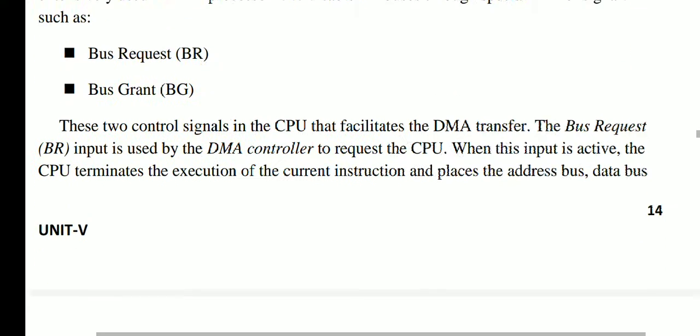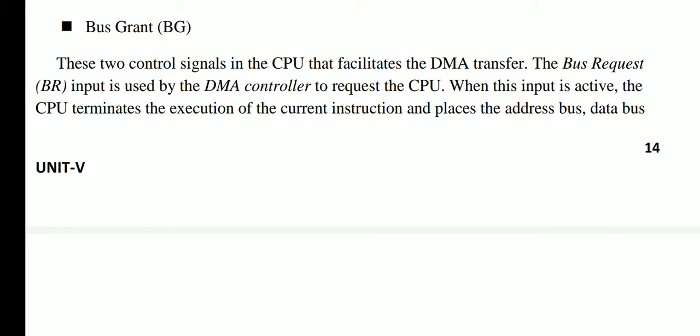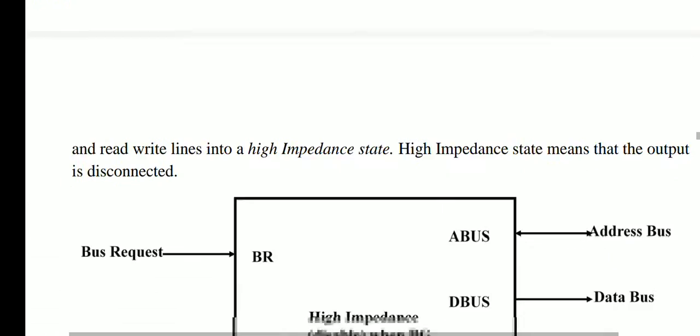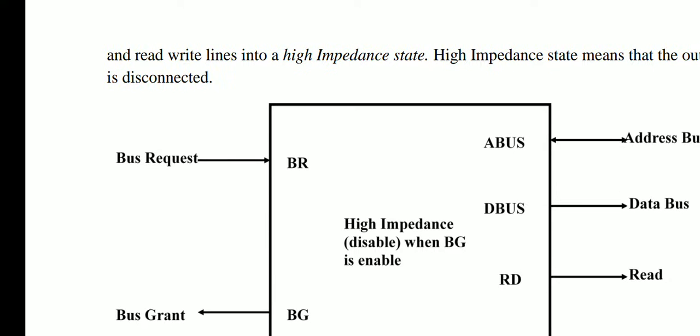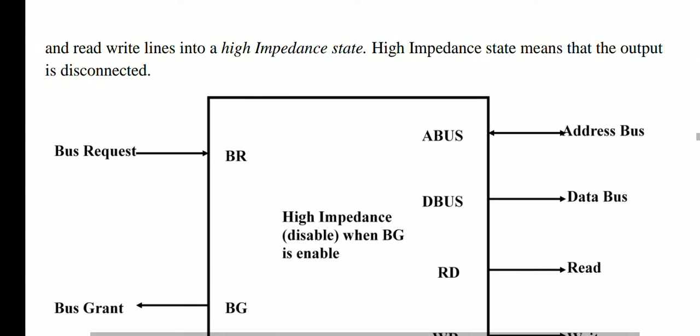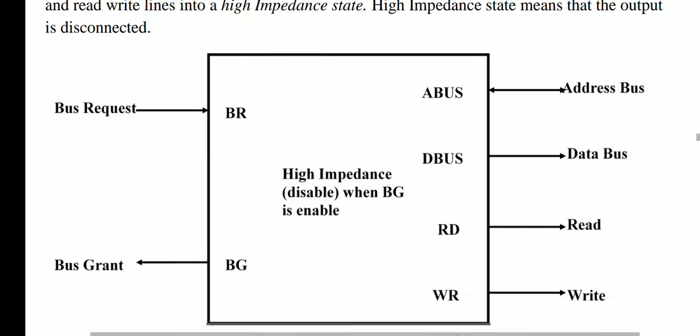Bus request input is used by the DMA controller to request the CPU. When this input is active, the CPU terminates the execution of the current instruction and places the address bus, the data bus, and the read-write line into high impedance state. High impedance state means the output is disconnected.